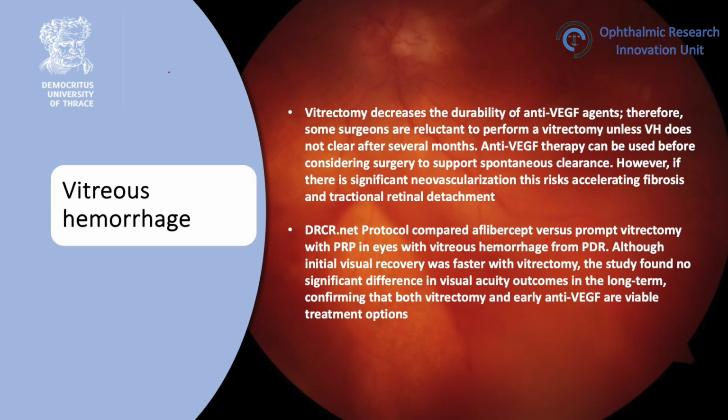DRCR.net protocol compared aflibercept versus prompt vitrectomy with pan-retinal photocoagulation in eyes with vitreous hemorrhage from proliferative diabetic retinopathy. Although initial visual recovery was faster with vitrectomy, the study found no significant difference in visual acuity outcomes in the long term, confirming that both vitrectomy and early anti-VEGF are viable treatment options.